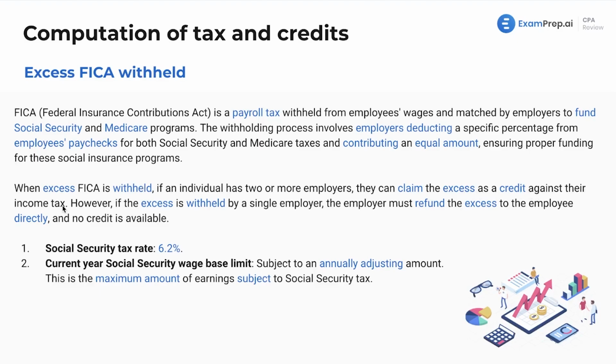Now, generally speaking, if anything is withheld too much from you, you're going to say on your tax return, this was withheld in excess of what it should have been. You'll get a refund for it. However, if the excess is withheld by a single employer, the employer must refund the excess to the employee directly and no credit is available. As we saw, 6.2%, that's the Social Security tax rate. Current year Social Security wage base limit. This is something I am going to want you to be familiar with.